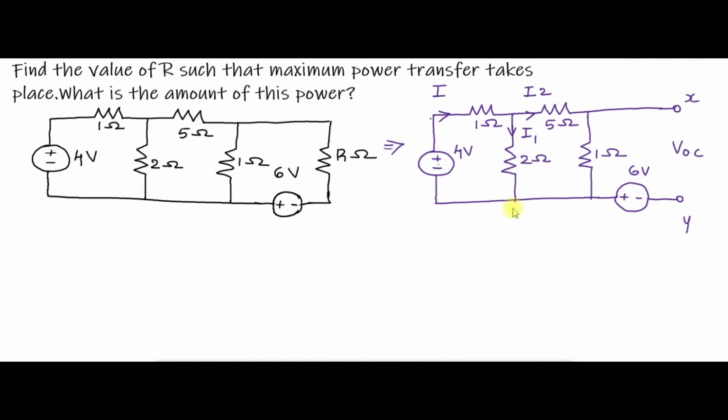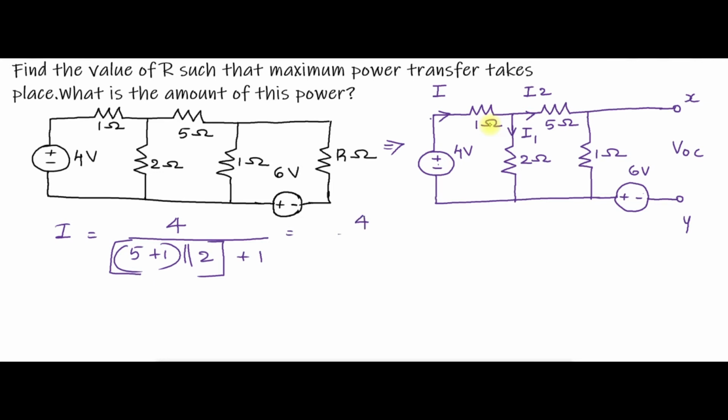Now I am going to determine I. So I is equal to V divided by R. So I equals V by R. Here V is 4 volt. 4 divided by, you can see from here, this 5 and 1 are in series. So 5 plus 1, which is in parallel with the 2 ohm, and this whole term is in series with this 1 ohm. So I can write it as 5 plus 1 parallel with the 2 ohm. This whole term is in series with the 1 ohm.